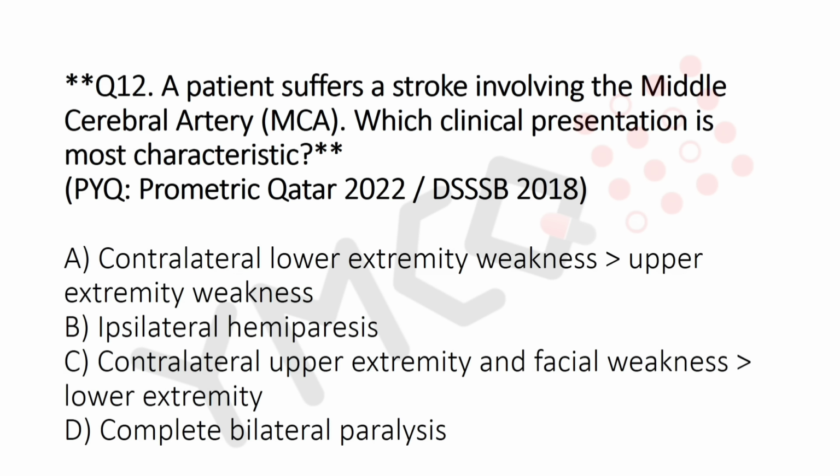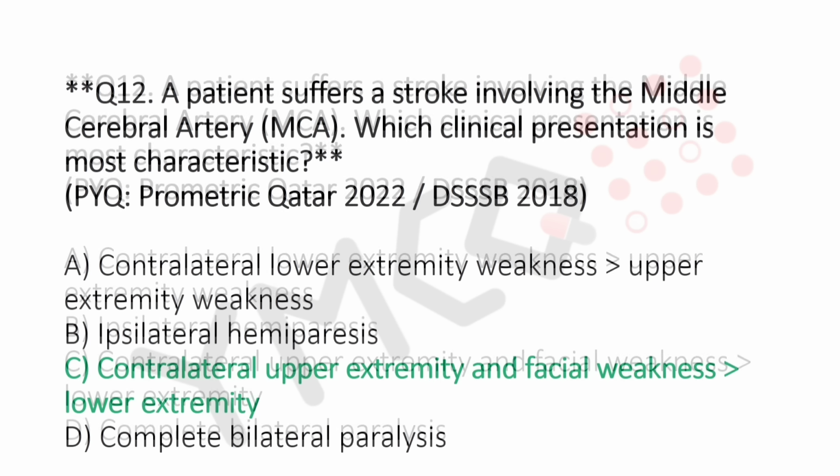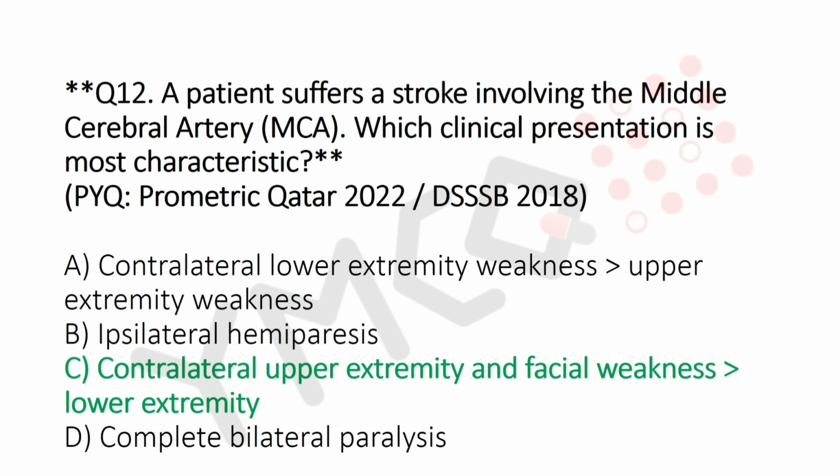Now let's move to question number 12. A patient suffers a stroke involving the middle cerebral artery, MCA. Which clinical presentation is most characteristic? Option A, contralateral lower extremity weakness greater than upper extremity weakness. Option B, ipsilateral hemiparesis. Option C, contralateral upper extremity and facial weakness greater than lower extremity. Option D, complete bilateral paralysis. And the answer is option C, contralateral upper extremity and facial weakness greater than lower extremity.